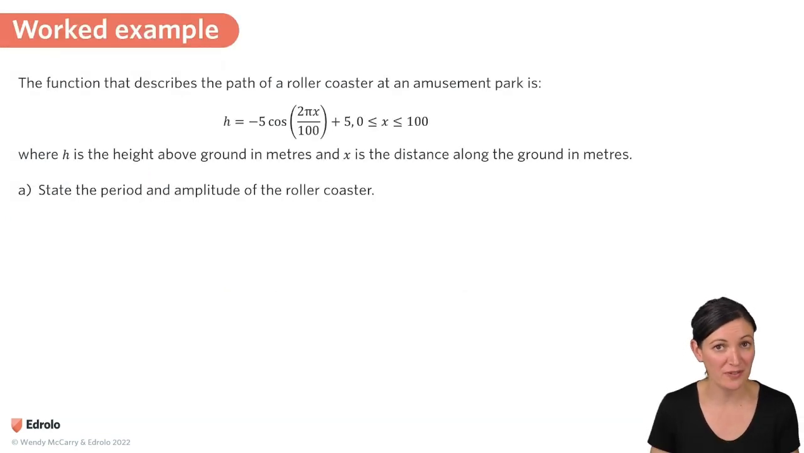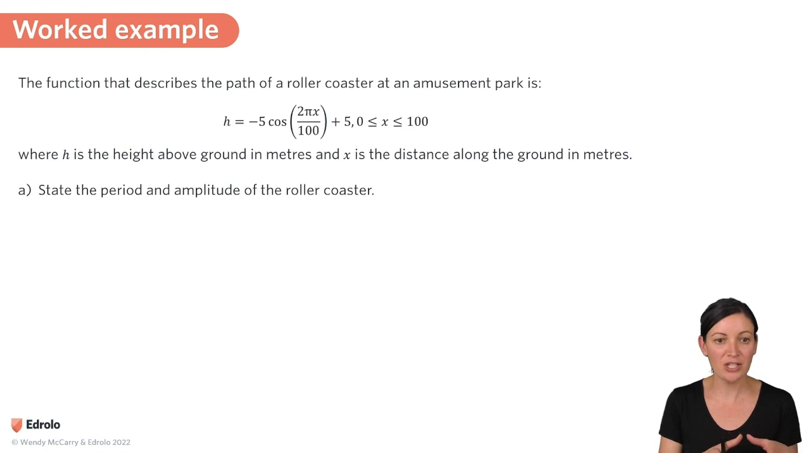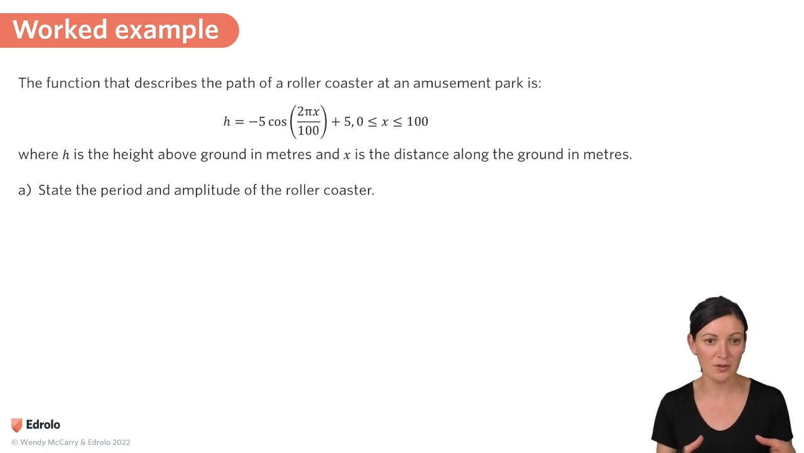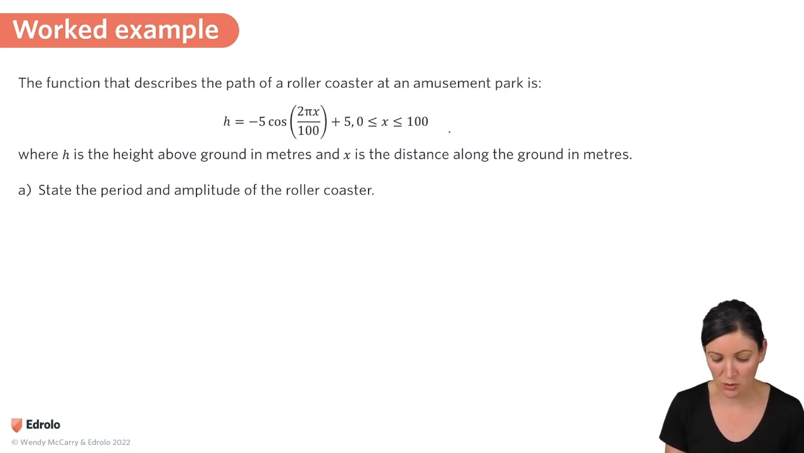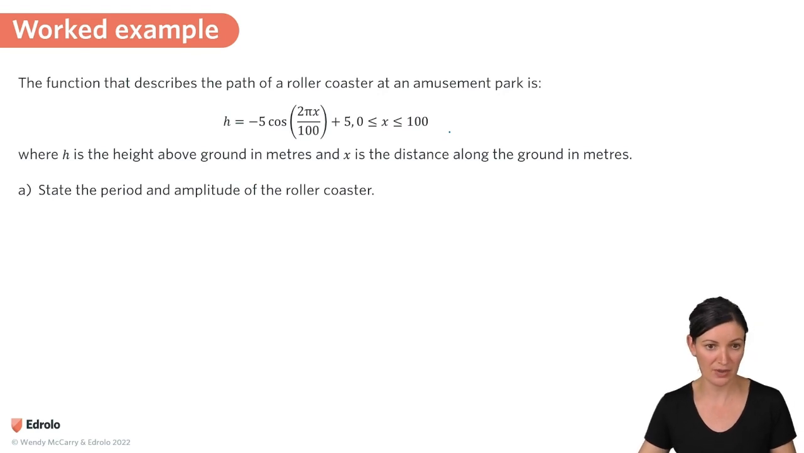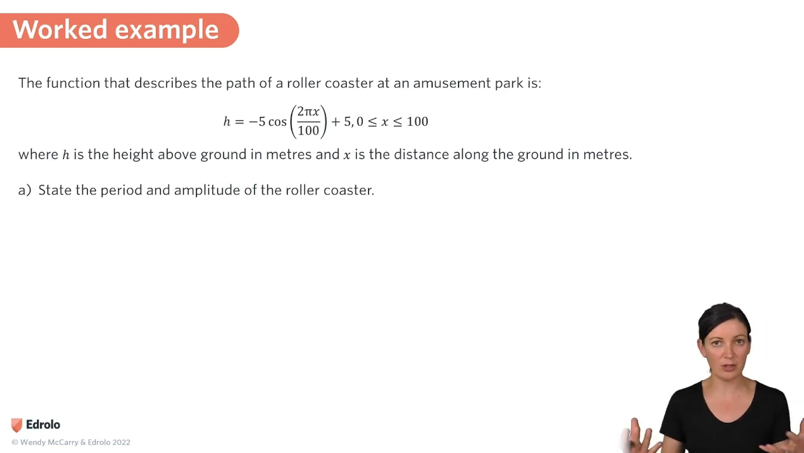So since we just watched a video of a roller coaster, I thought we would start with that. Here we've got a function, and it describes the path of a roller coaster at an amusement park. h is the height above the ground in meters, and x is the distance along the ground in meters, with x going between 0 and 100 meters. The first thing we're going to do is state the period and the amplitude of the roller coaster. Nothing tricky about this. This is exactly what we've been doing with our functions all along.